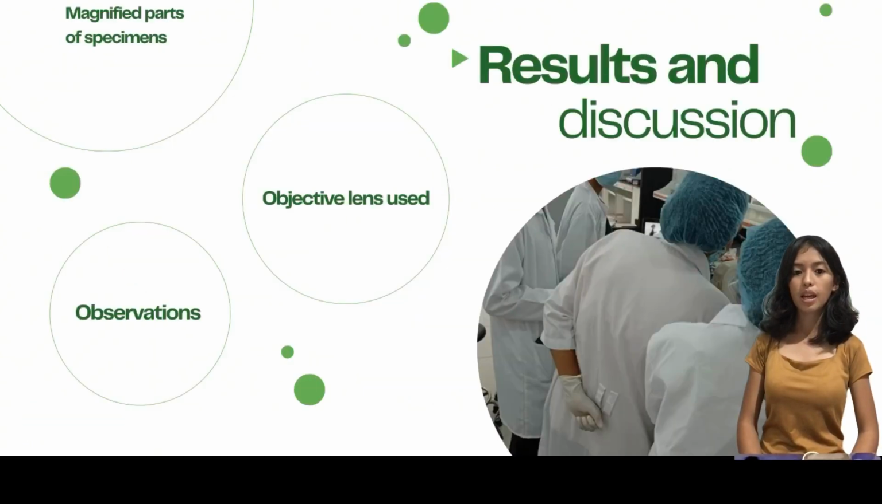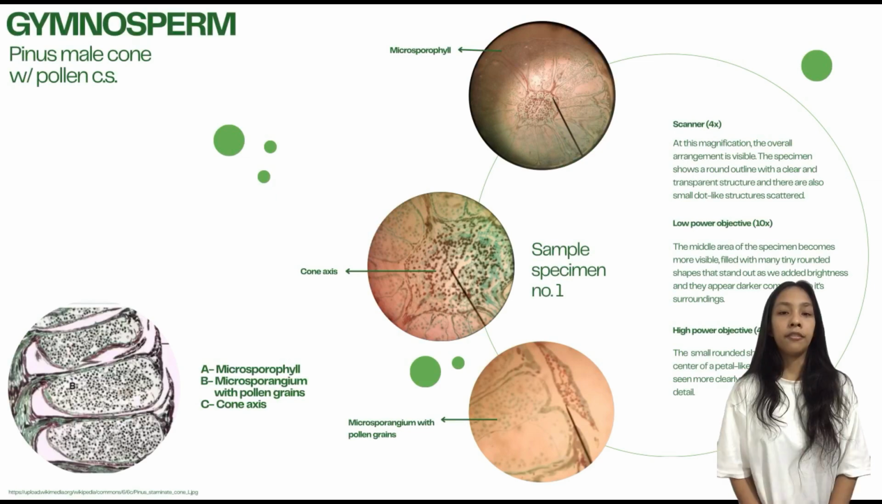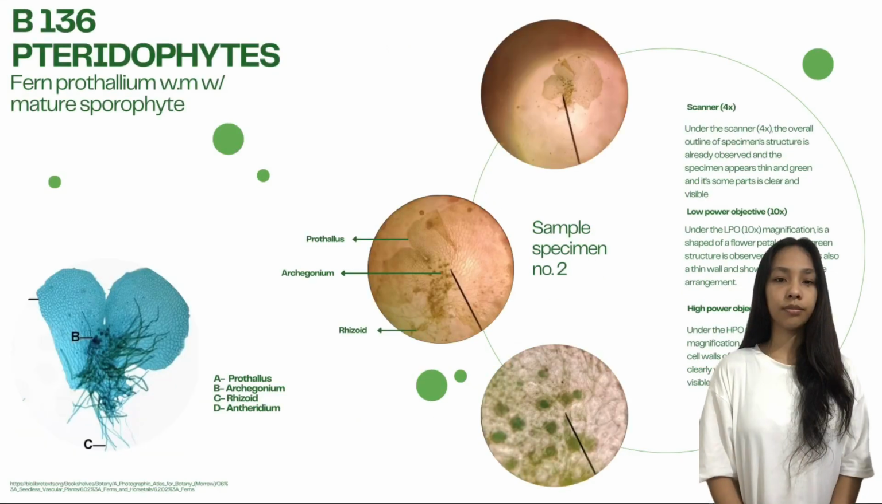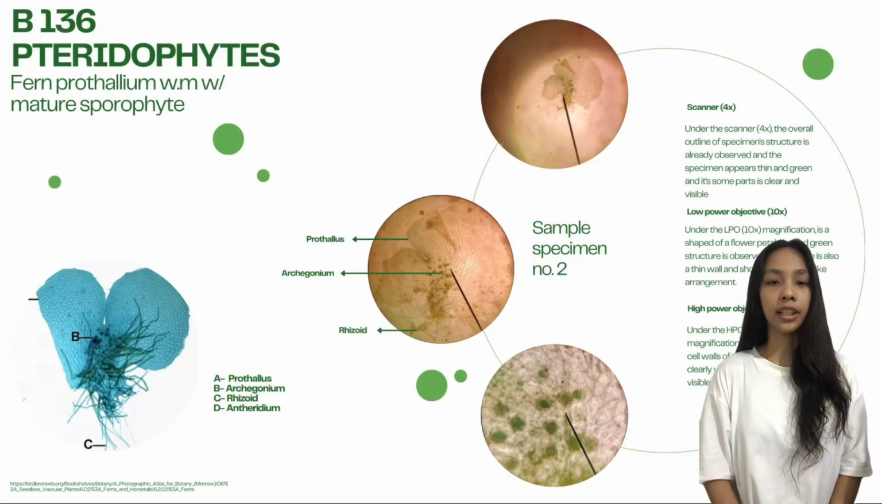To our results and discussion. First, the Pinus male cone with pollen, a gymnosperm. Pinus male cone with its small dot-like structures shows the reproductive organs of the pine tree. At the higher magnification, we can see the microsporophylls and pollen grains. Next is fern prothallium with mature sporophyte, Pteridophytes. The fern prothallium is the heart-shaped structure of fern that eventually grows into a mature sporophyte. We observe its green cells and reproductive organs clearly.